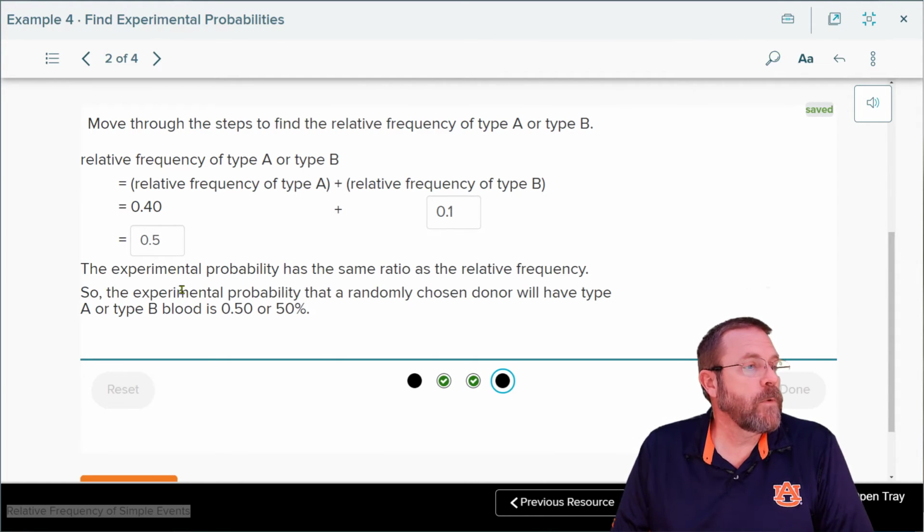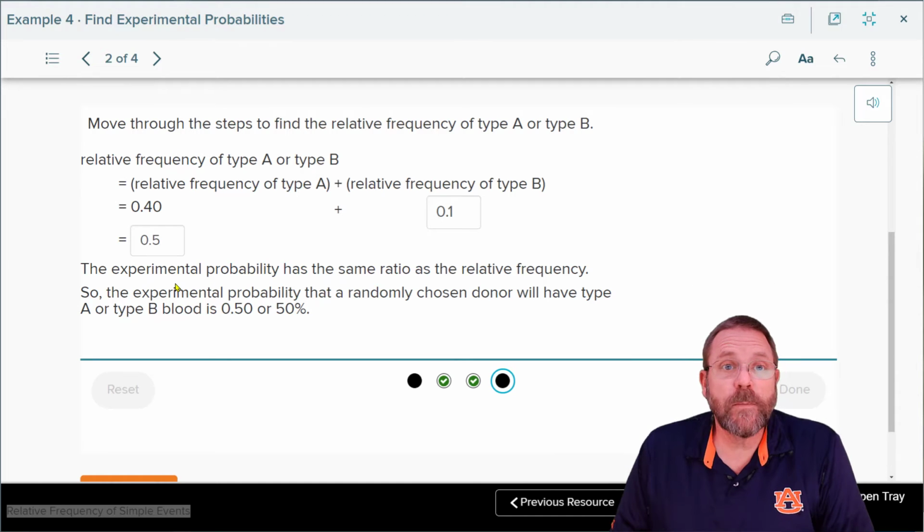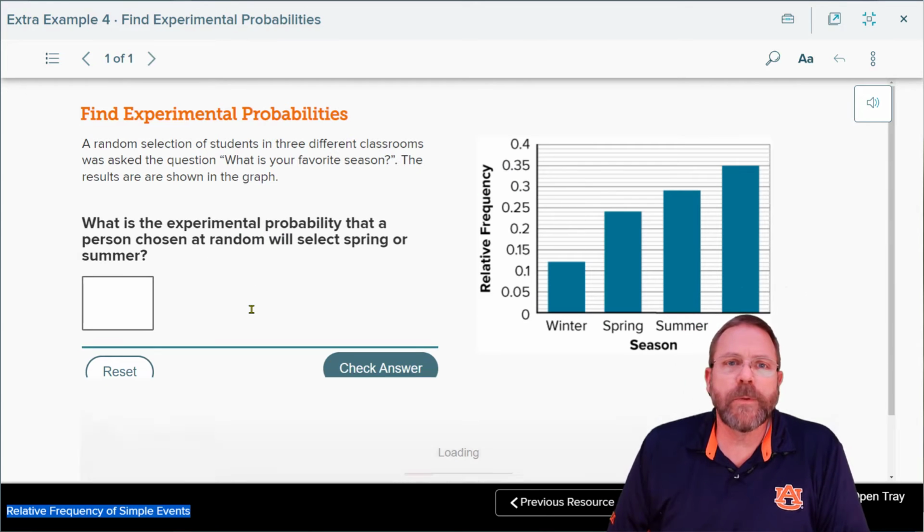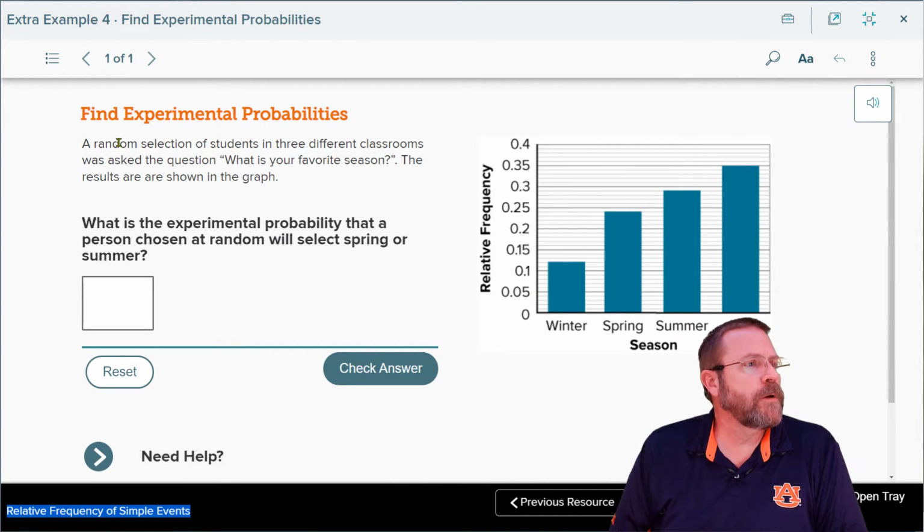Good. And now we can say that because of that, the experimental probability has the same ratio as the relative frequency. So the experimental probability that a randomly chosen donor is going to be of type A or type B is going to be 50%. See how easy that is? Now it's going to be your turn. Pause your video and work on extra example 4 on your own.